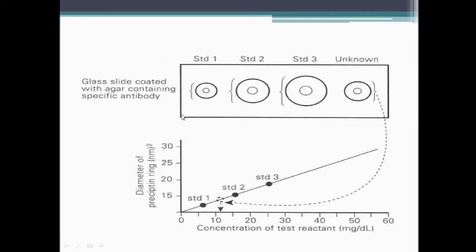This is the glass slide or agar plate that contains agarose gel or agar gel. Then the wells are formed and different known concentrations of the antigen are filled into 3 wells. The concentration is lesser in this well. The concentration of antigen is higher in this well, and in this well it is the same antigen but the concentration of this antigen is unknown.